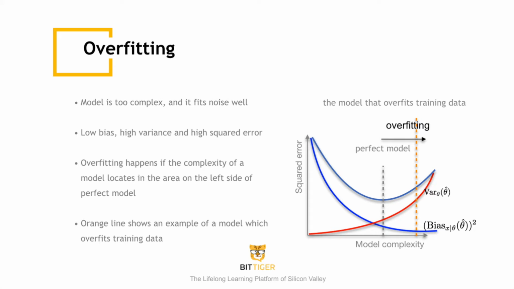Overfitting happens if the complexity of a model falls into the right side of the perfect model in the bias-variance trade-off figure. In this case, the model is too complex and fits noise well, and the obtained estimator has low bias and high variance. The orange line shows an example of the model which overfits training data.